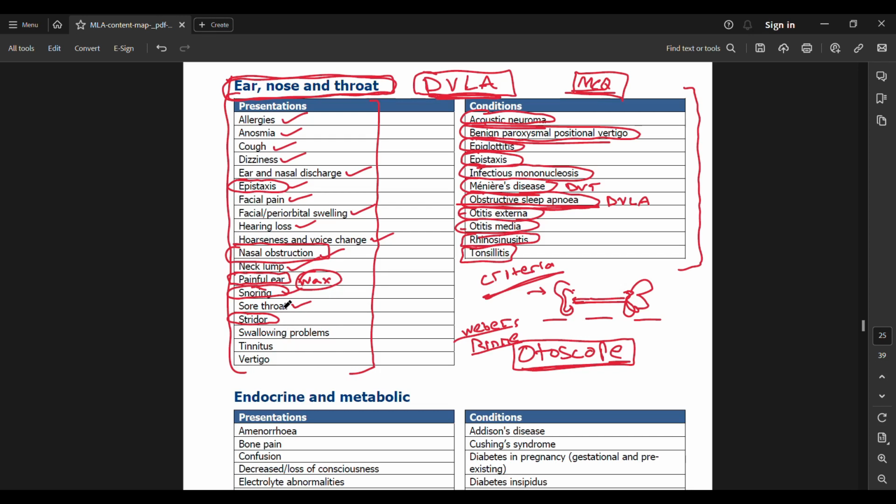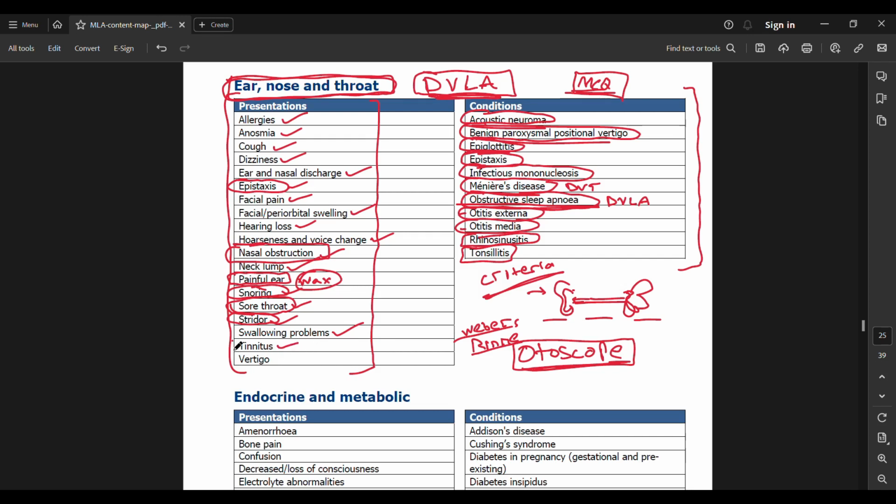Could just show up as a teacher who's been talking a lot and has now developed hoarseness of voice or a sore throat, or the teacher has lost their voice. So you just advise rest. Next you have stridor. That could show up in your epiglottitis scenarios. Next you have your swallowing problems, right? Dysphagia could show up. Next you have your tinnitus, right?